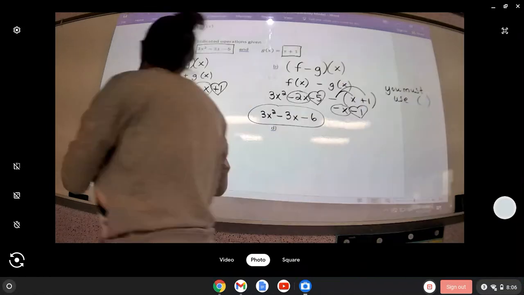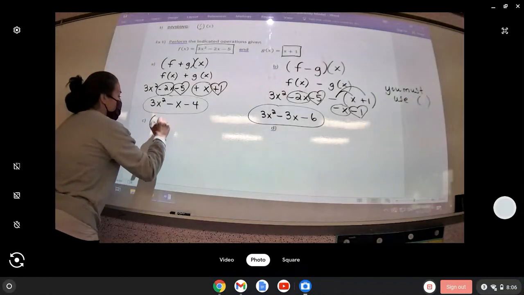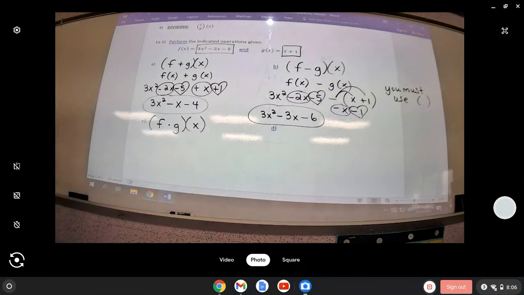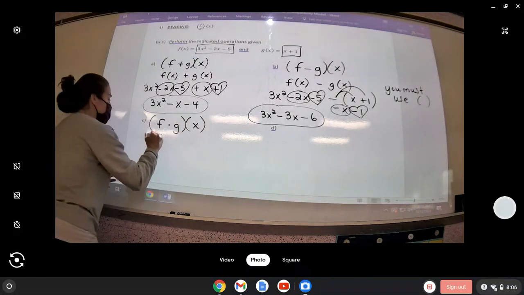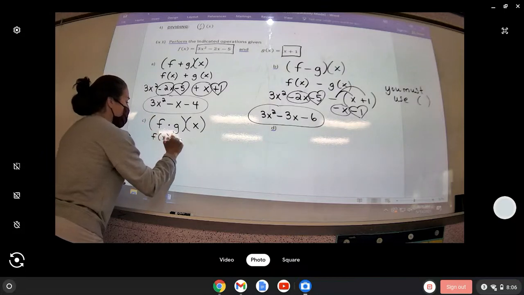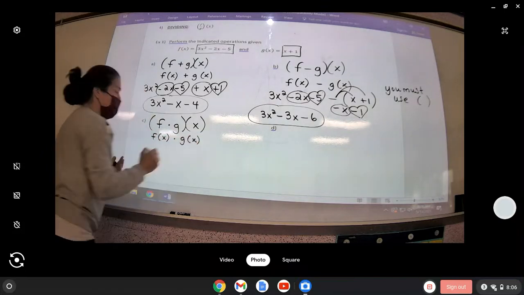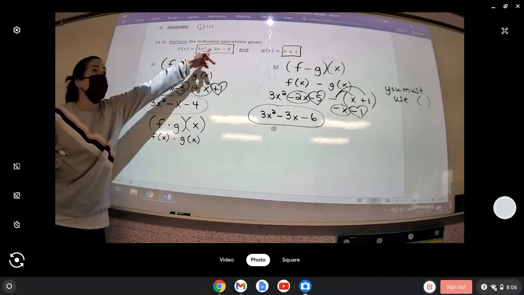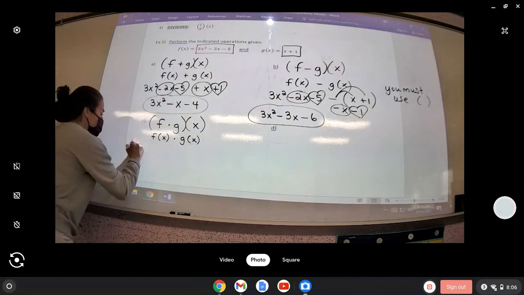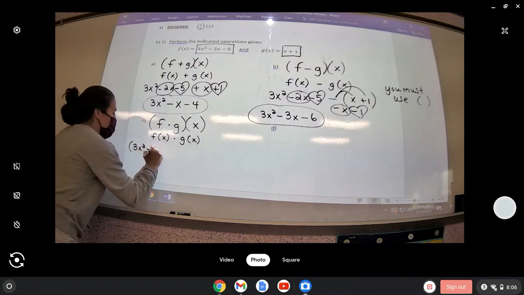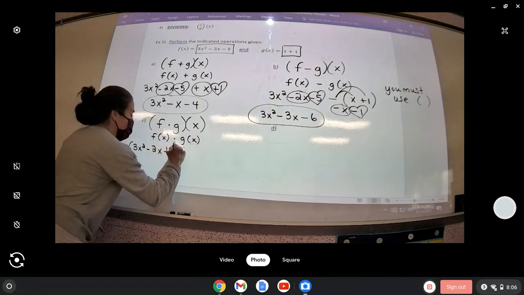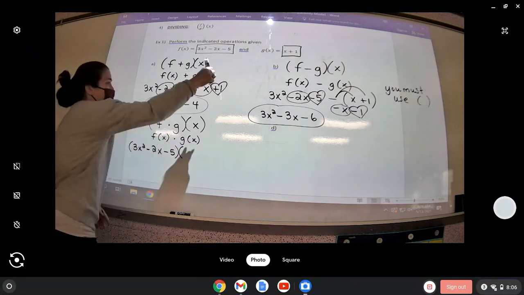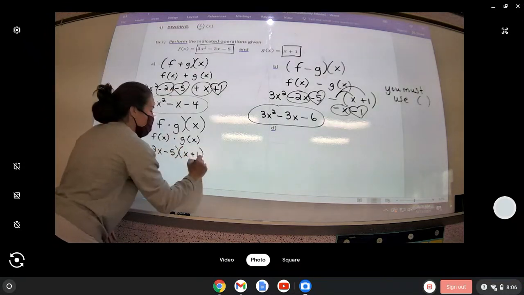So in part C, let's say they asked you now to find f times g of x. Well, in this case, they're literally asking you to take the f of x function and times it with the g of x function. We have to multiply them together. Okay, so f of x was this expression. So I'm going to take all of it, 3x squared minus 2x minus 5, and I'm going to multiply it with all of g of x, which was x plus 1.